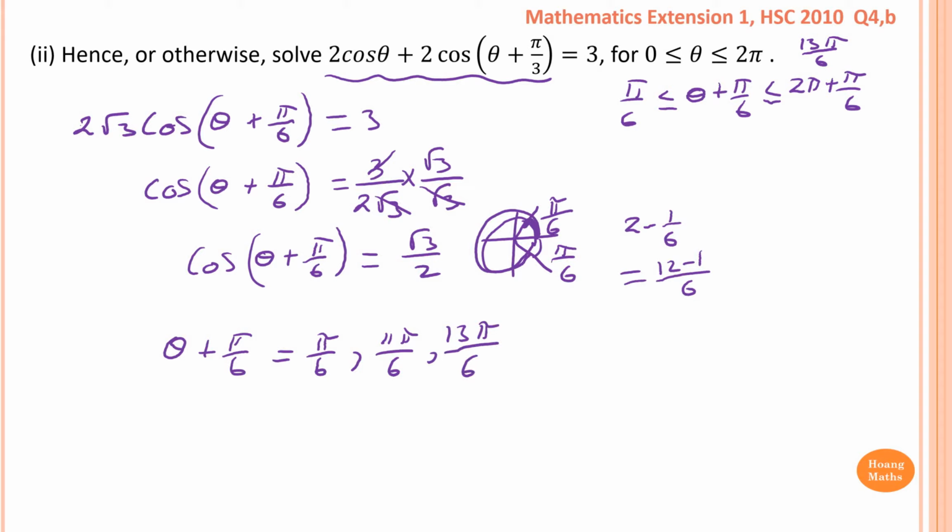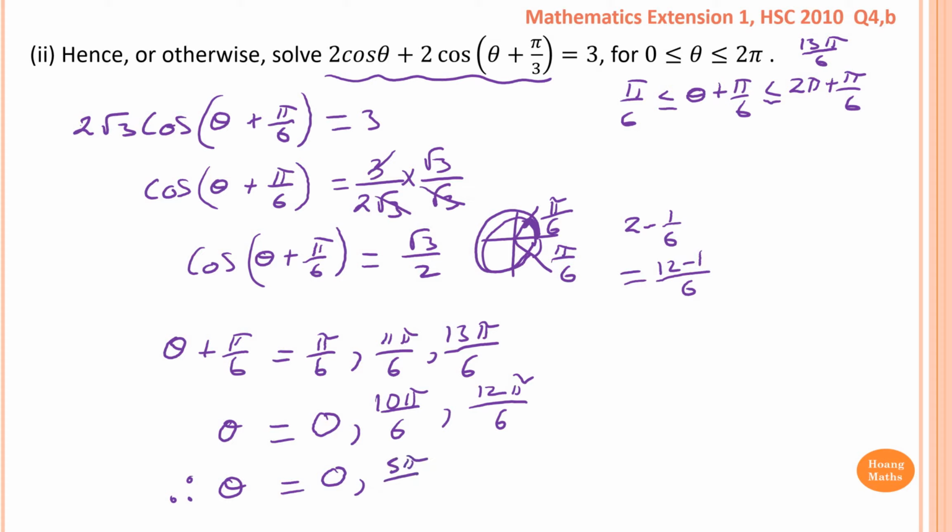So now I just minus pi over 6 on both sides, all of them. So that becomes 0. That becomes 10 pi over 6, and then this is 12 pi over 6. So therefore, theta is equal to 0, and then simplify this, which is 5 pi over 3, and then 2 pi.